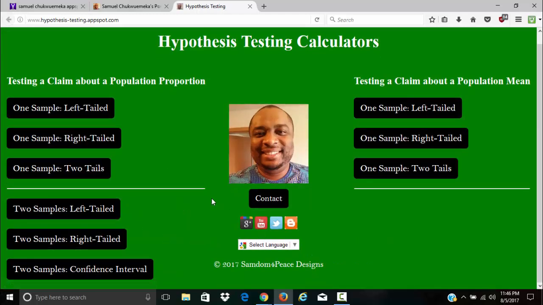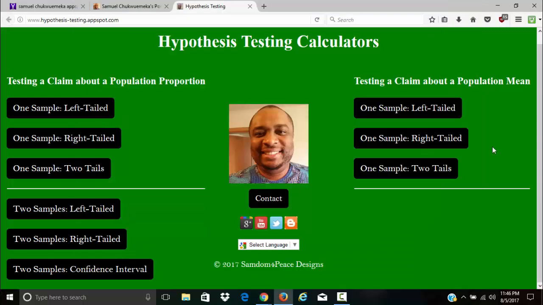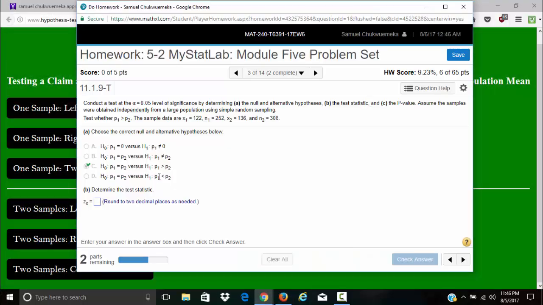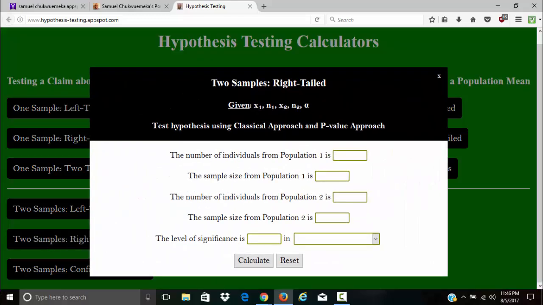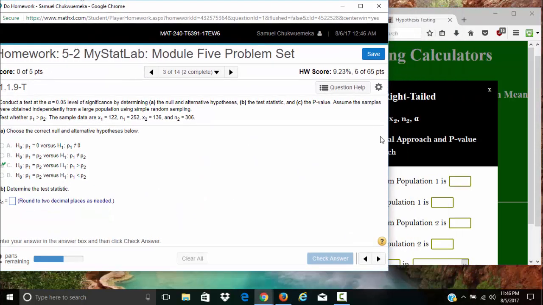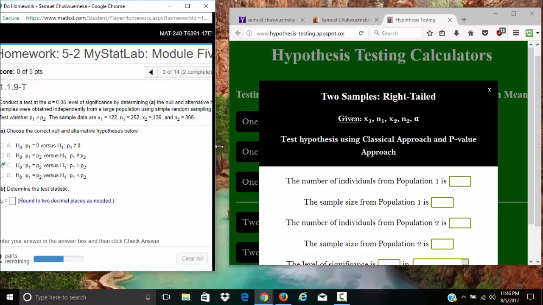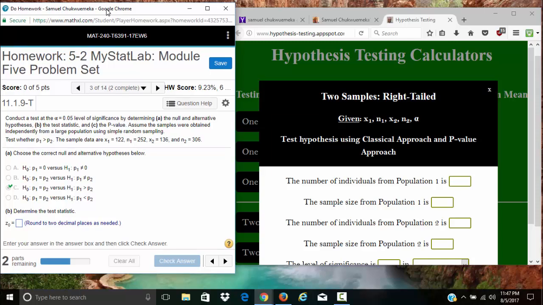So in this particular question, determine the test statistic. These are two samples, and this is right-tailed. If you look at this alternative hypothesis, P1 greater than P2, that's right-tailed. So you come here and click on two samples, right-tailed. Let's get this to be side by side so you can see it.